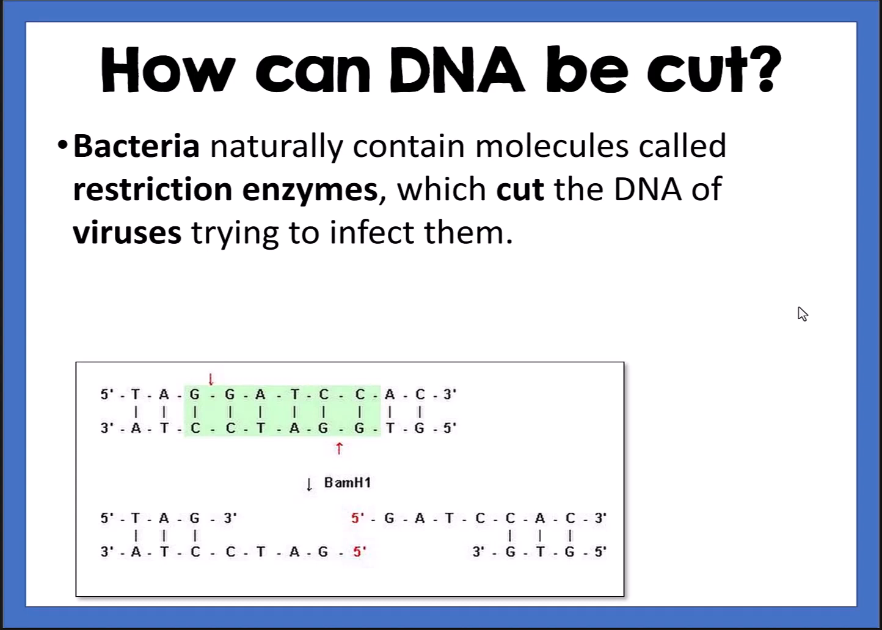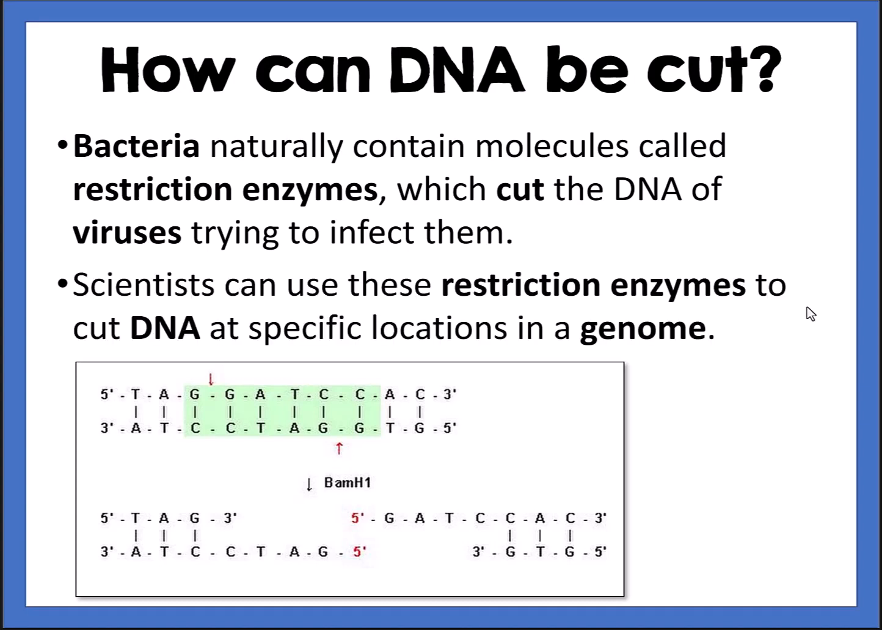If a virus is trying to infect them and it inserts DNA into the bacterial cell, the restriction enzymes of the bacteria can cut that virus DNA, and therefore the virus is no longer able to reproduce. Scientists can also use these restriction enzymes to cut DNA at specific locations in a genome.